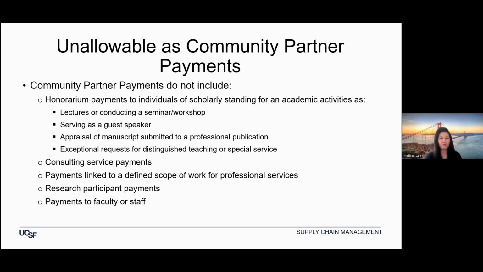Now, there are some things that don't qualify as community partner payments, and they can include items such as honorarium payments, which are generally to individuals of scholarly standing, and there's a list of academic activities that they have. Also not allowed are consulting service payments, payments linked to a defined scope of work for professional services, research participant payments, or payment to faculty and staff. All these other types of payments have different channels and are not covered in the community partner payments that we're discussing today.